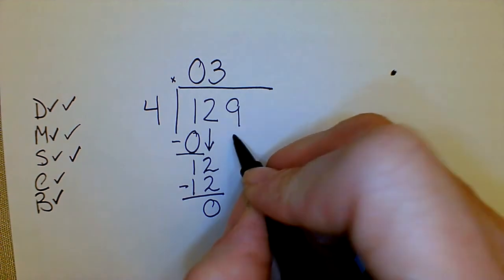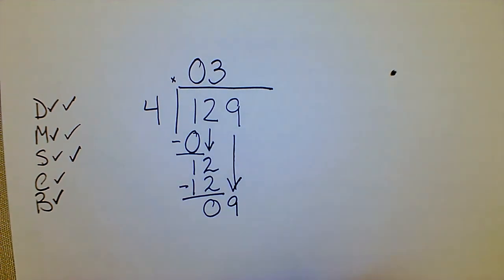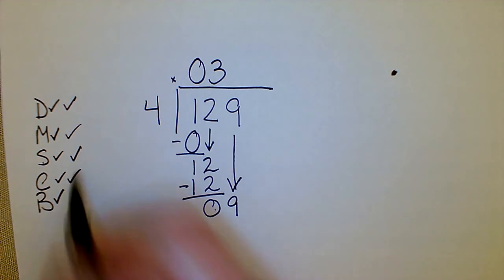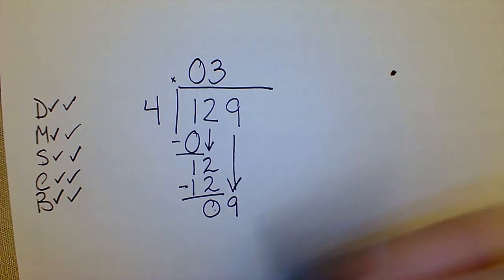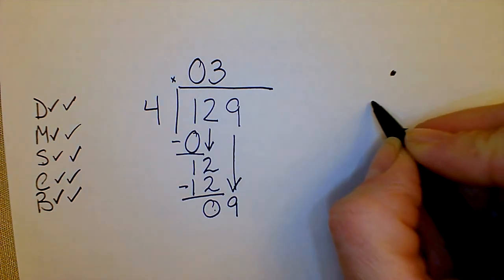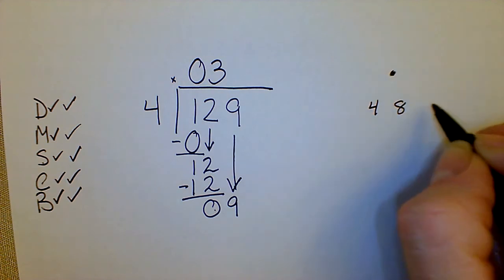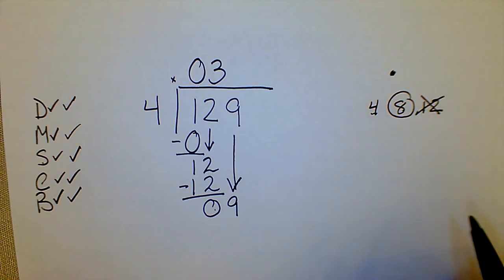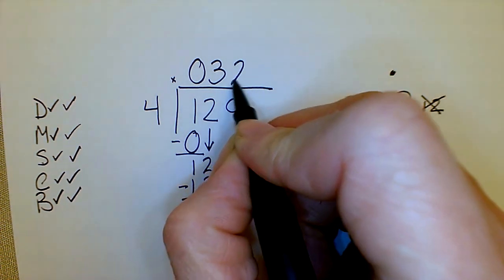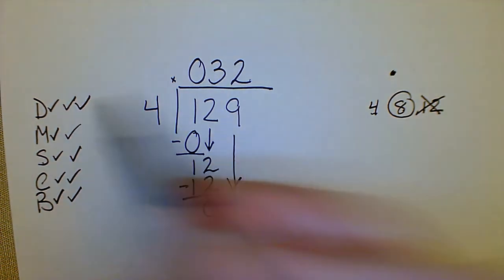And now I get to bring down. And now, oh, we didn't check. 0 is less than 4, so that's my check. And we brought down. All right, how many 4s are there in 9? What's 9 divided by 4? Well, if you're not sure, remember you can also do this and say 4, 8, 12. Uh-oh, 12 is too big. 8, so I have 2 4s in there. So that's the dividing part.